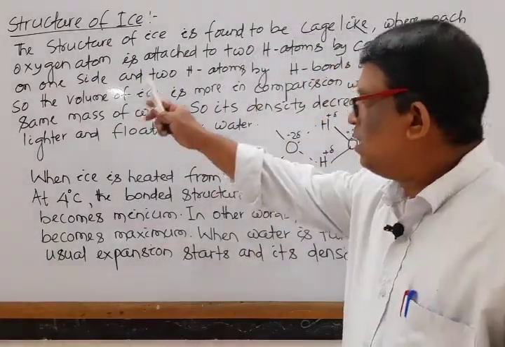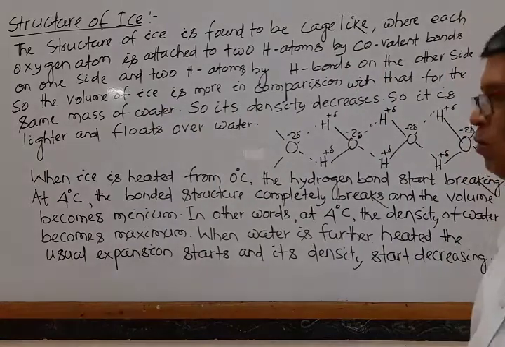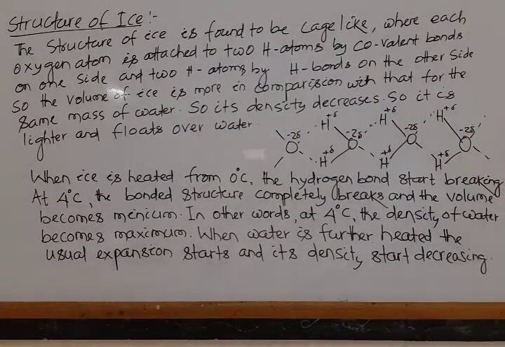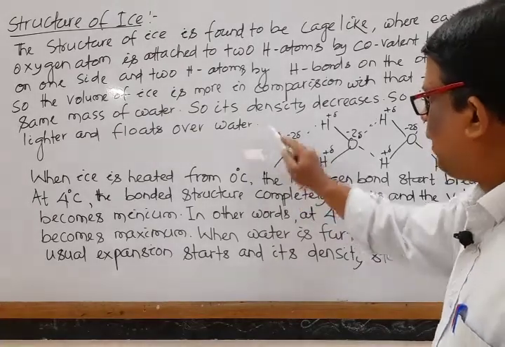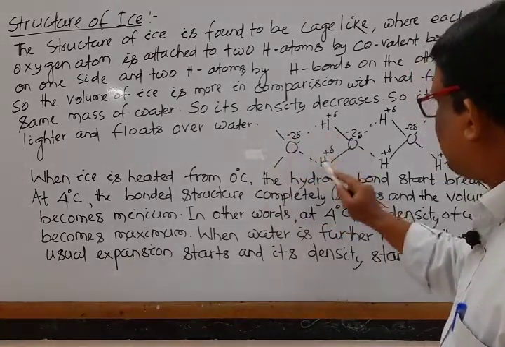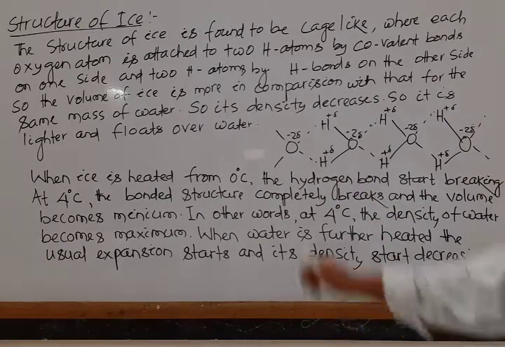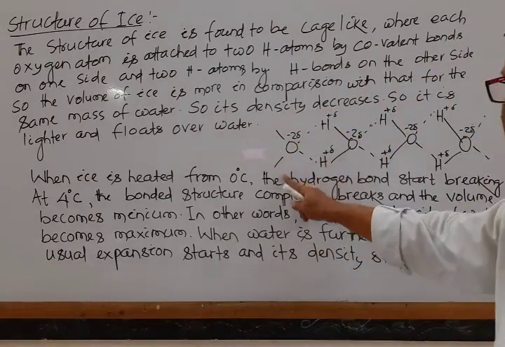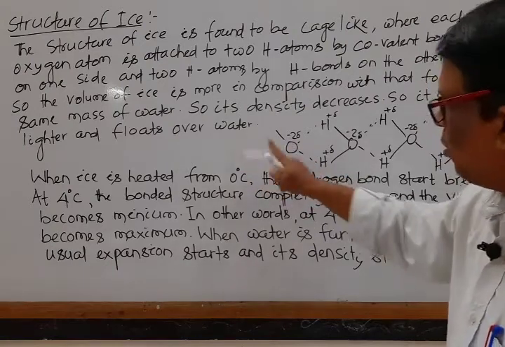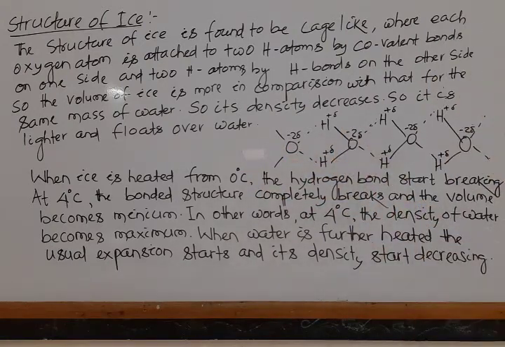Mark that. The structure of ice is found to be cage-like, that is, a maximum of vacant space is there, where each oxygen atom is bonded to two hydrogen atoms by covalent bonds and to two other hydrogen atoms by hydrogen bonds. Mark that. Each oxygen atom is attached to two hydrogen atoms by covalent bonds on one side, and on the other hand to two hydrogen atoms by two hydrogen bonds.